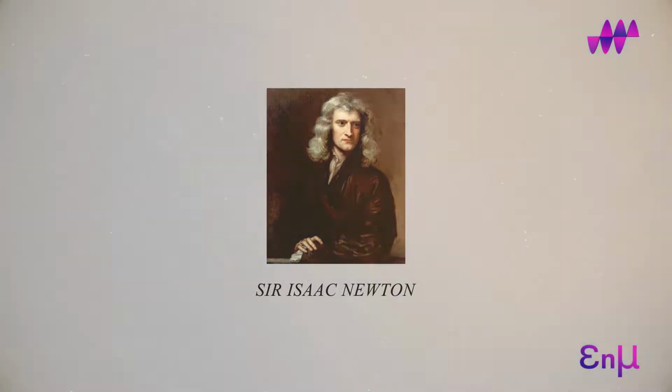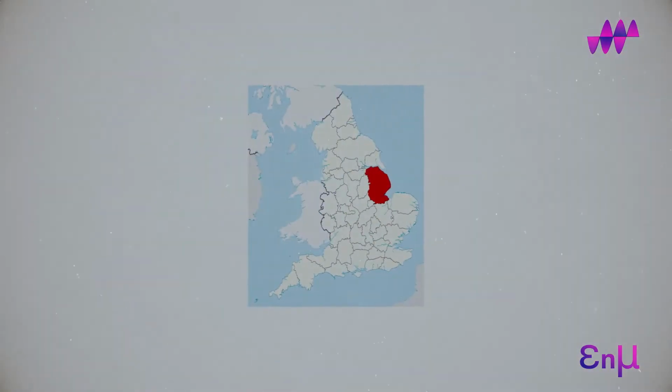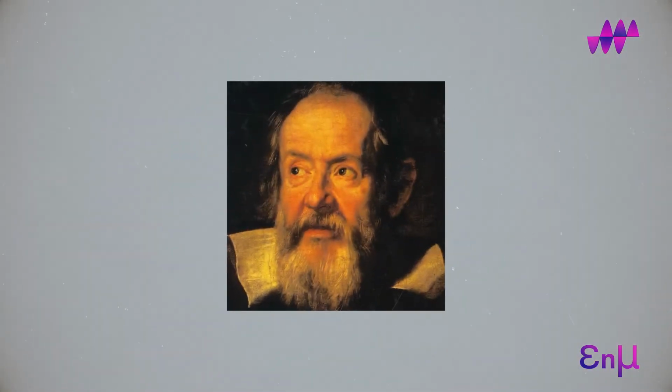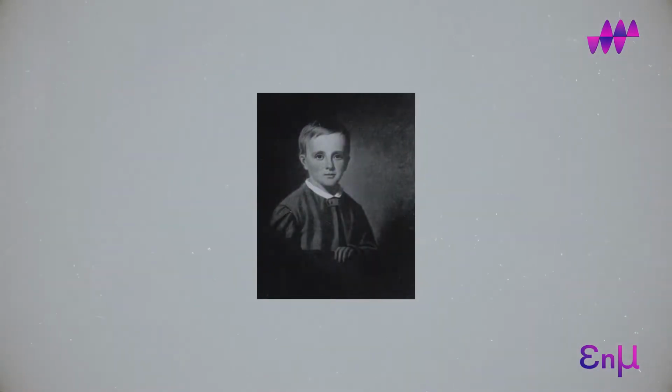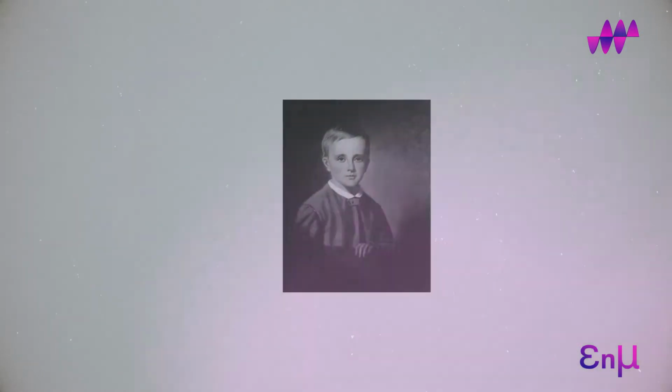Sir Isaac Newton was born on December 25, 1642, in Wilsthorpe, Lincolnshire, England, the same year that Galileo died. His father died 3 months before his birth, while his mother remarried, leaving him with his grandmother for 9 years.